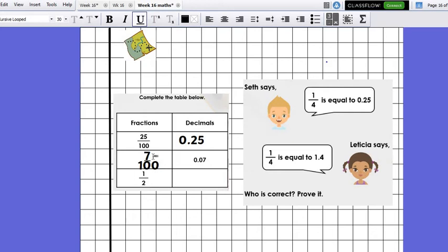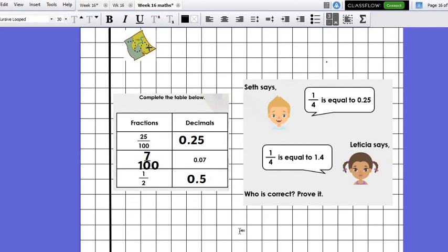And then a half, well this time it's not over 100, so does that make it a bit trickier? Well, as a decimal, again, I know I haven't got any wholes because I've got a half. And then a half of a number or a half of something is 5, so 0.5.